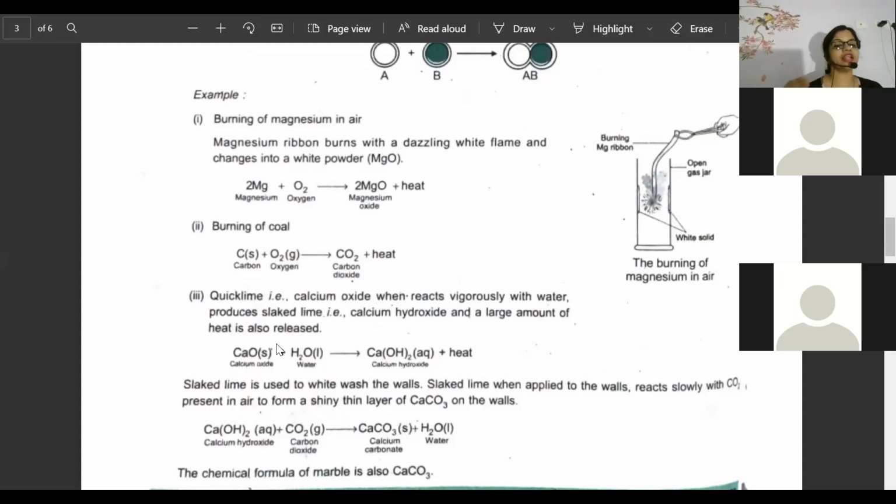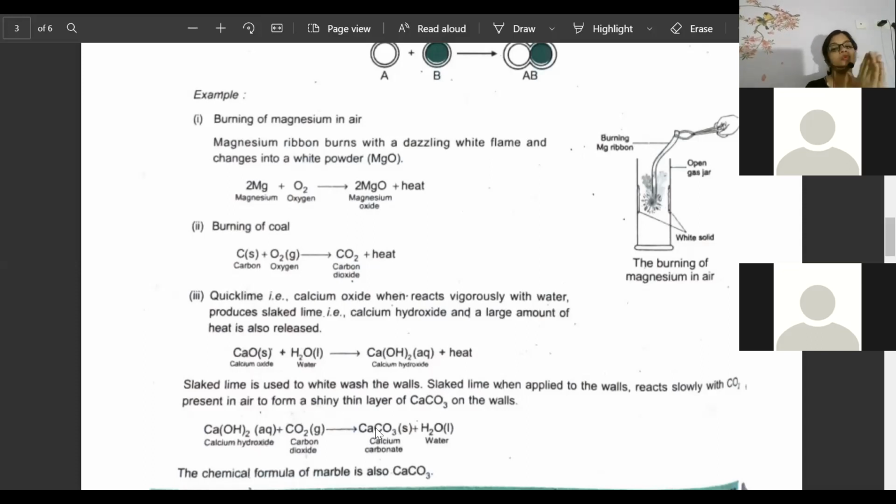When you add color to this slaked lime and brush the cemented walls, the slaked lime is applied on the wall and reacts slowly. This slaked lime, used for painting the wall, will react with carbon dioxide present in the atmosphere. Then it will form a shiny thin layer of calcium carbonate.